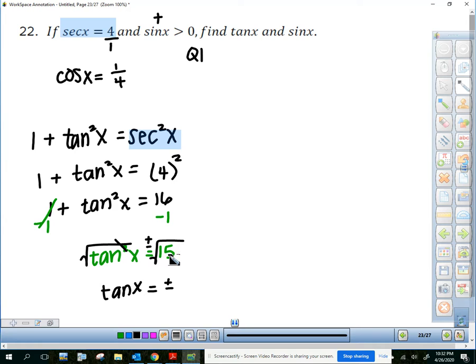But the only factors of 15 are going to be 15 and 1 or 5 and 3. So there's nothing that we're going to be able to pull out. So we'll leave it as square root of 15. So that would be your solution for tangent of x.